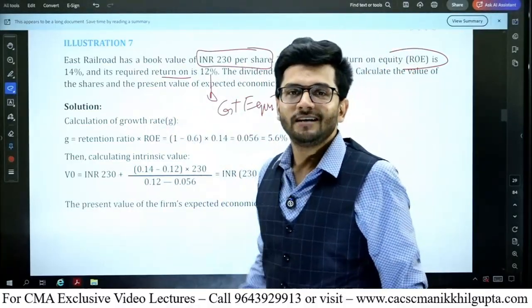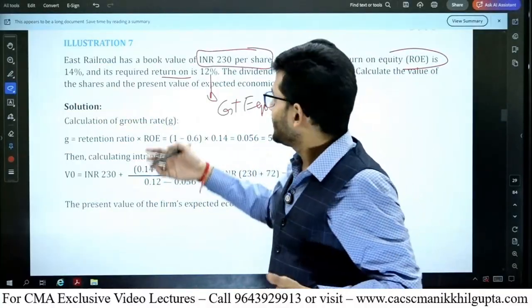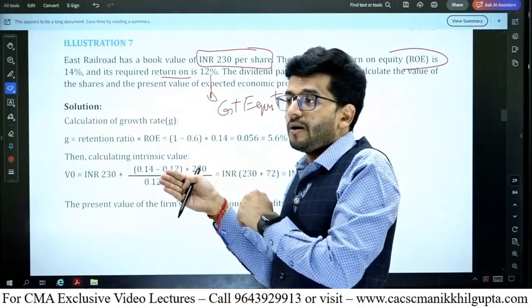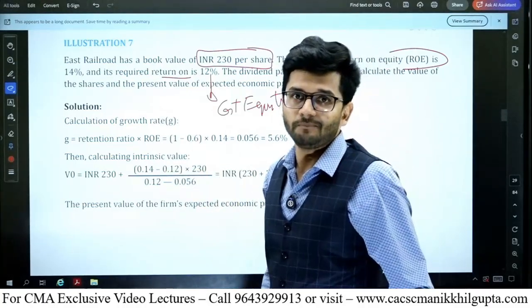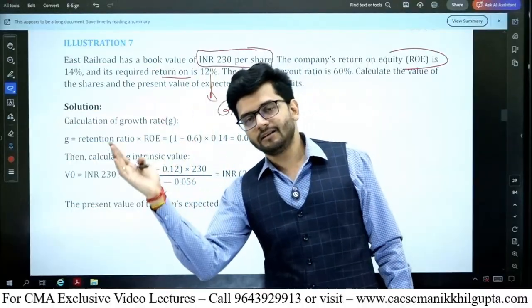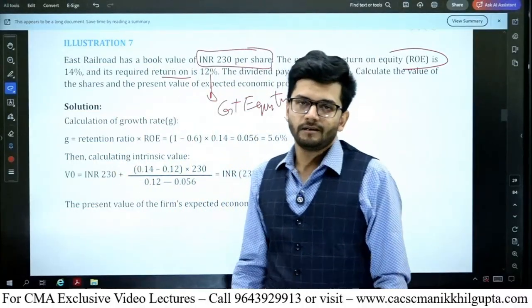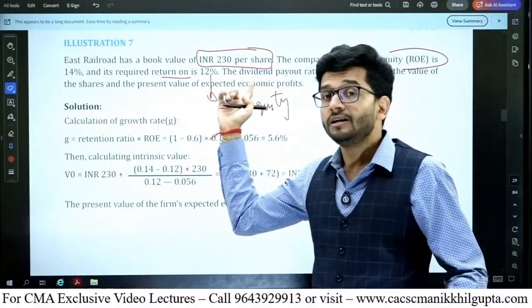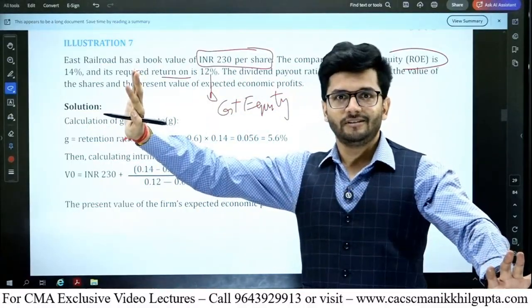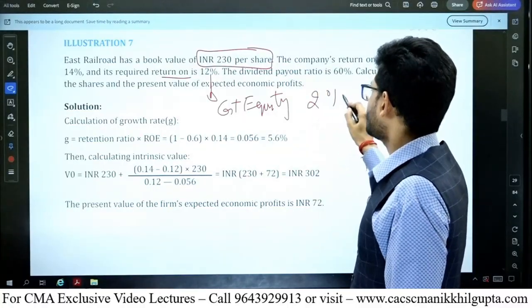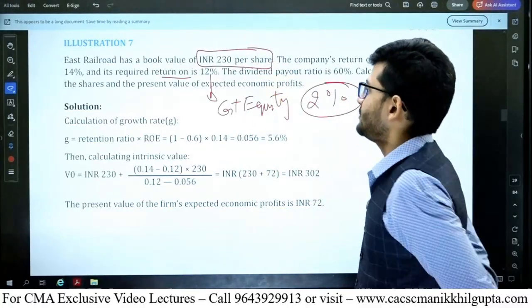So what are we going to earn? 230 multiplied by 2%. 14% is the return on equity, and 12% is the required rate of return. Required rate of return means cost of equity. Now guys, in most questions, only one figure is given to us, either the required rate of return or the return on equity. We assume both as common, but in this question, both are given, so income is different and cost is different. That is the catch. So 2% is actually the return on the 230 rupees book value.